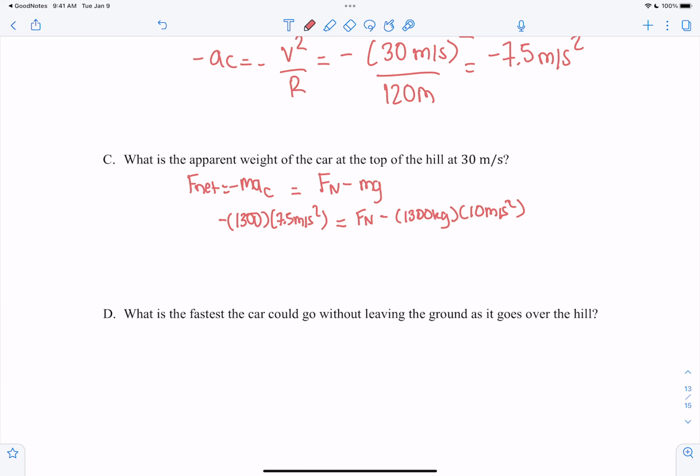And so at this point, we're just basically solving for Fn here. So we can add this over here and then solve for Fn. For Fn, you should get around 3,250 newtons, I believe. But yeah.